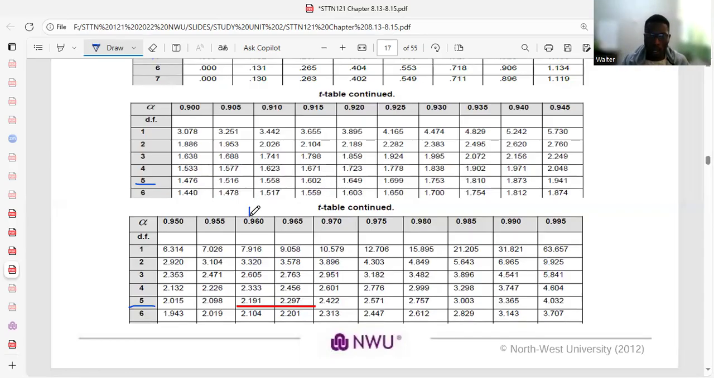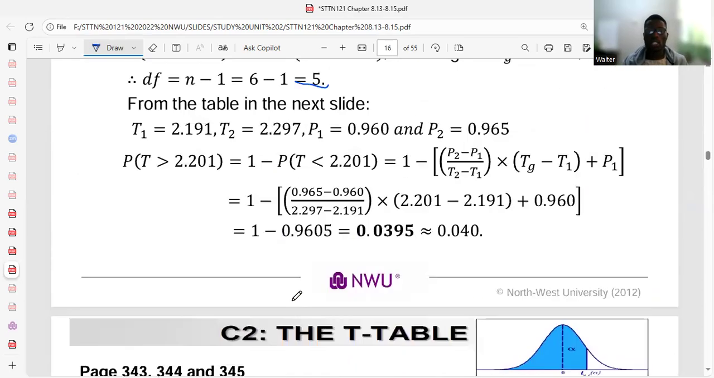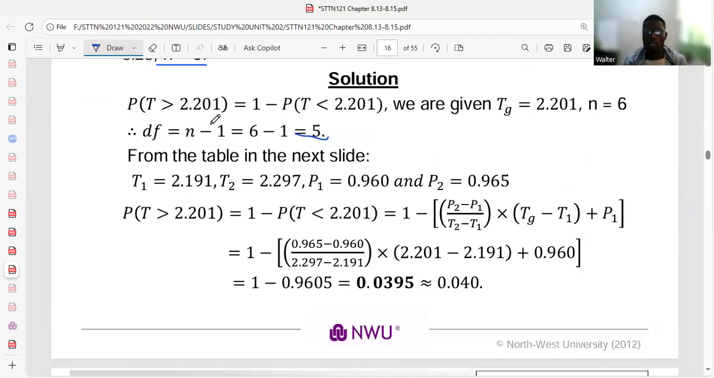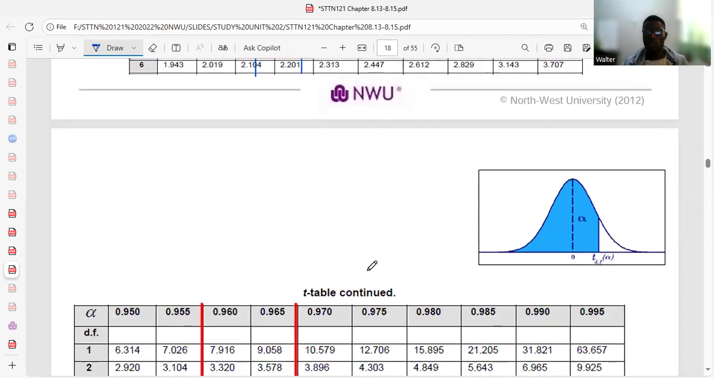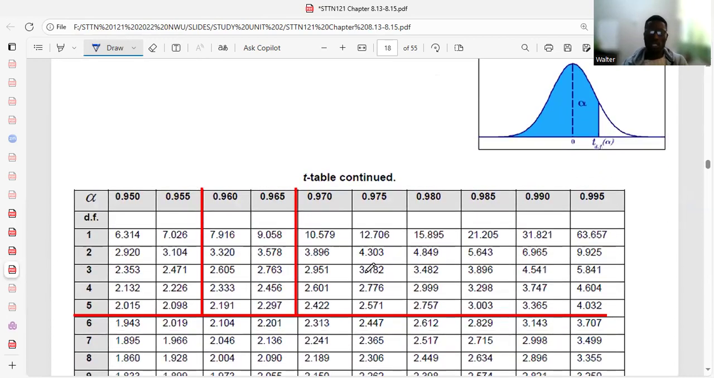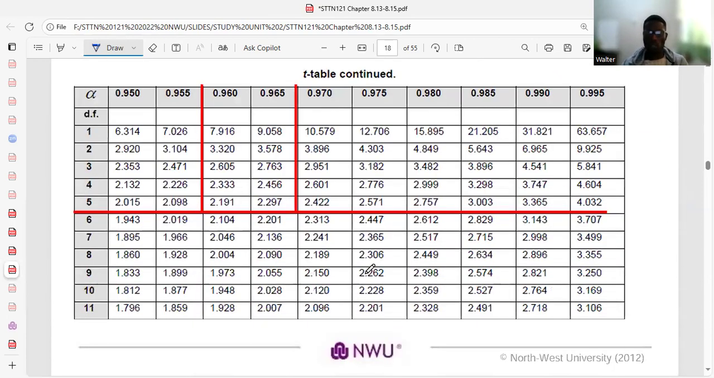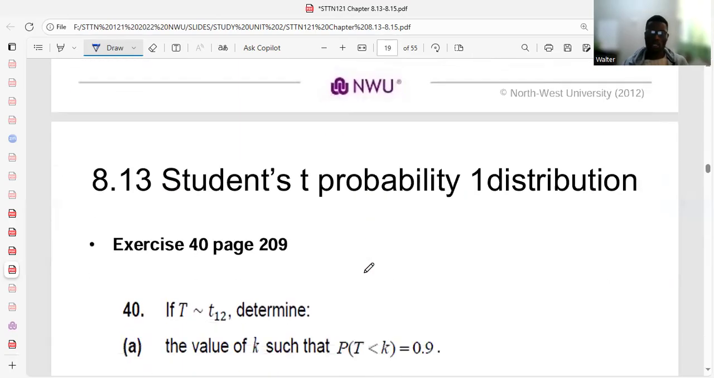This one will be P1, this one will be P2. This one will be T1, this one will be T2. What will be the TG? The TG will be 2.201. This is the formula that you're going to use. It was greater than, so 1 minus. Use this formula to substitute, and then you will get 1 minus 0.9605, which is 0.0395, and then you are done. That's how you deal with the T tables to find the probability. So I believe that you guys are now good, sorted.